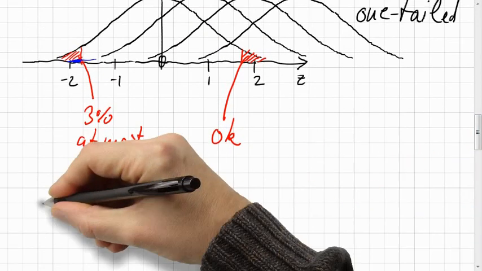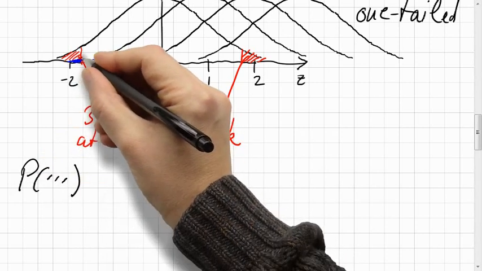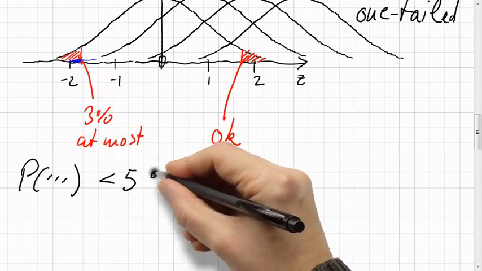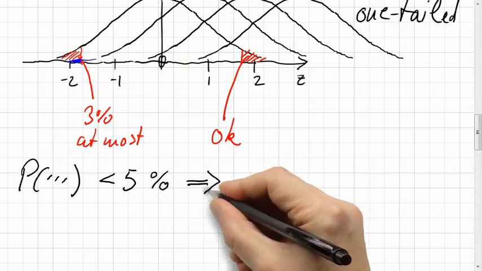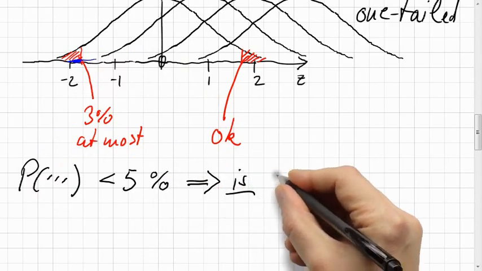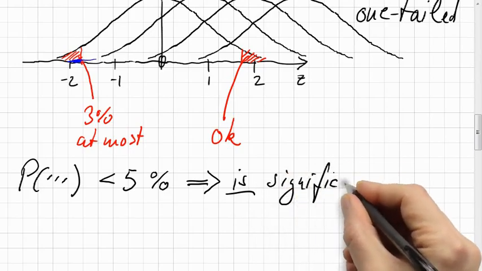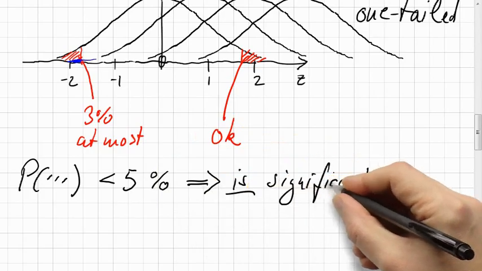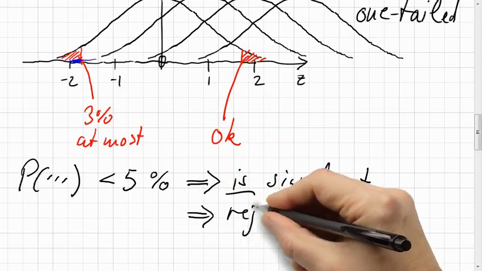And now comes the important part. What's the probability of ending up with that z-value, or a worse one? Well, that's 3%, which is smaller than 5%, the regular threshold for significance. So this is significant. Something has happened that is highly improbable. Its probability is below 5%. That's a significant event. And hence, we reject that hypothesis.